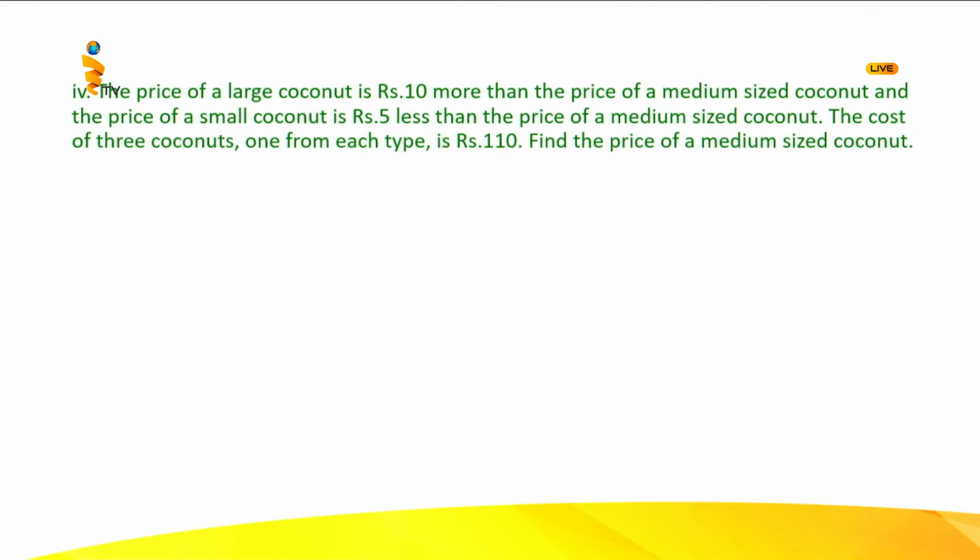And the next part of the question is, the price of a large coconut is 10 rupees more than the price of a medium-sized coconut, and the price of a small coconut is 5 rupees less than the price of a medium-sized coconut. The cost of 3 coconuts, one from each type, is 110 rupees. Find the price of a medium-sized coconut.